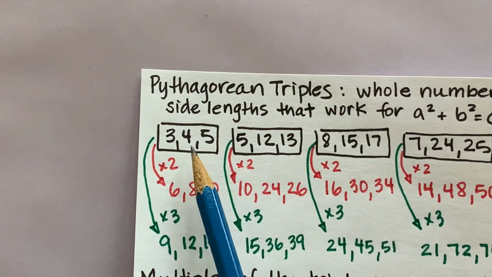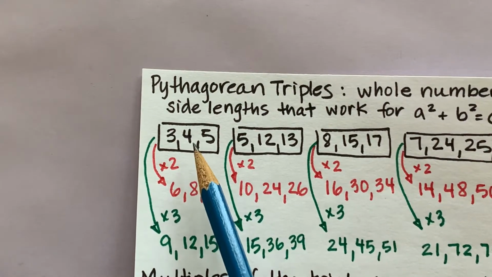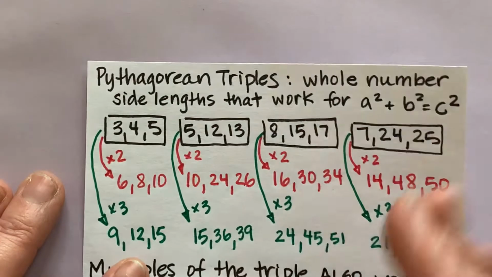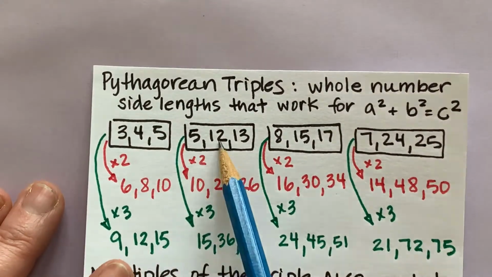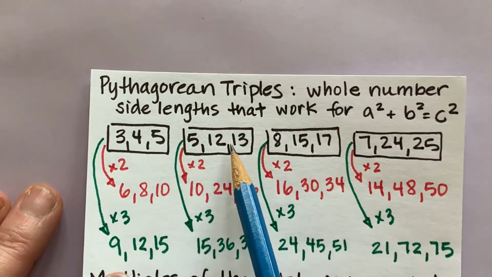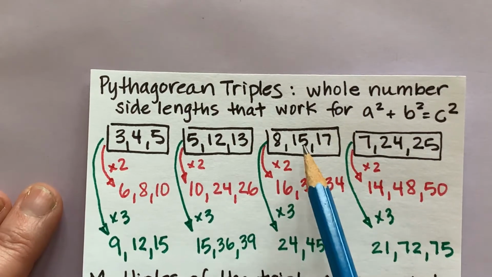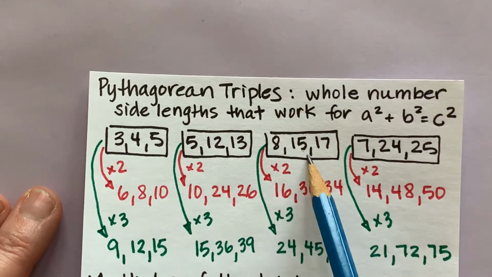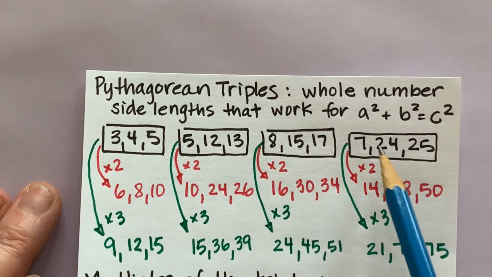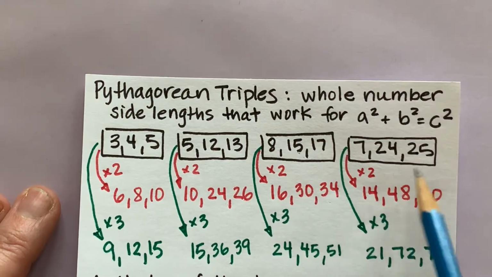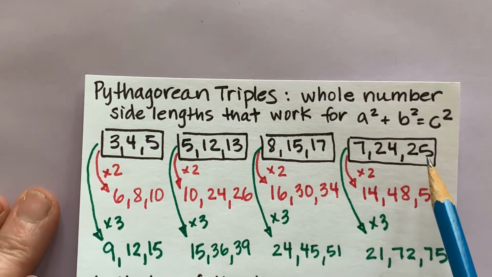Now, there are certain Pythagorean triples that are very, very common. And you'll notice here I have 5, 12, and 13. Those work in Pythagorean theorem. 8, 15, and 17 also work as a Pythagorean triple, and 7, 24, and 25 are also considered a Pythagorean triple.